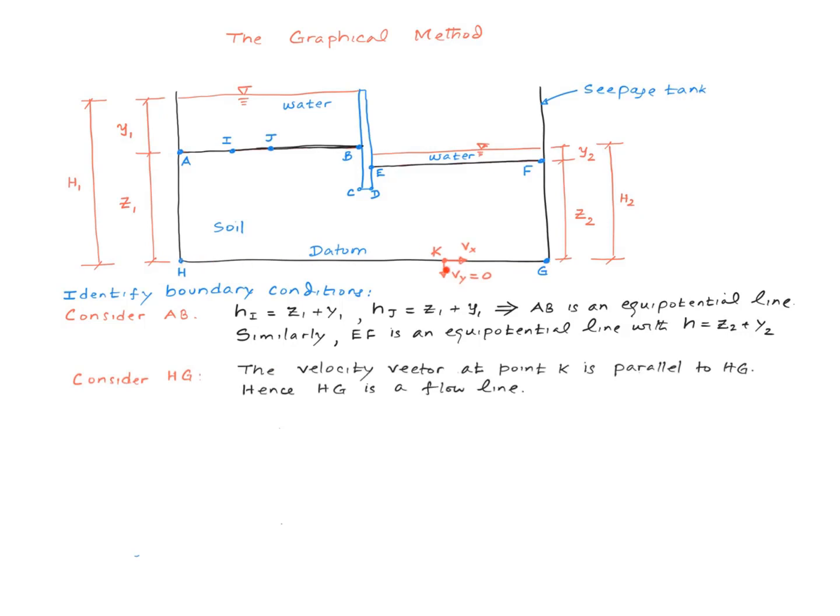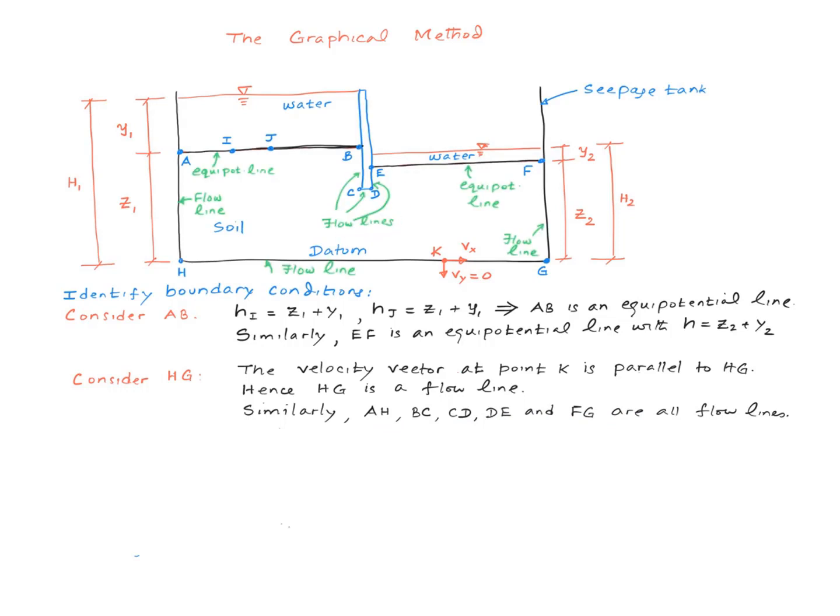Let me take a point K. We know that the tank bottom is impermeable, and therefore if the water is going to flow, it has to flow parallel to the tank bottom, not perpendicular. In other words, this component of the velocity vector has to be equal to 0 at this point. And this is true for any point on that line. And therefore, HG is a flow line because the velocity vector is parallel to that. By the same rationale, you can see all of these are flow lines. I marked all of them in green here.